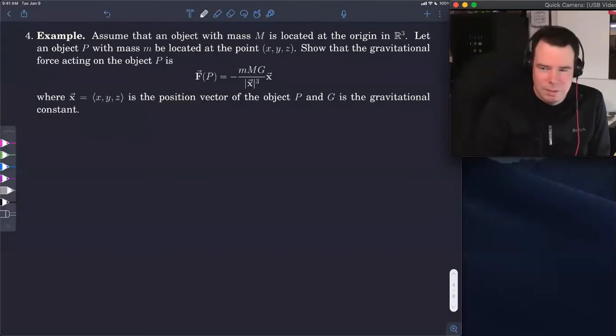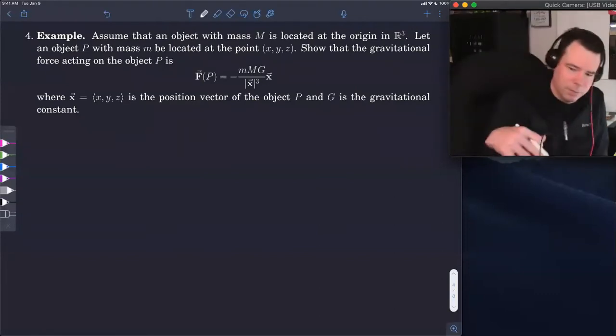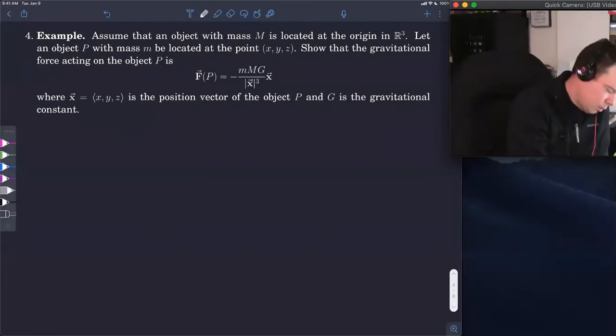So this is F with a vector hat on top. This vector field at the point P is given by, there's a few constants thrown in there, little m, big G, and then we've got x with an arrow on top. So that's a vector x. So the point P goes in, and what comes out is a vector scaled up in that way. So let's see why this is the case.